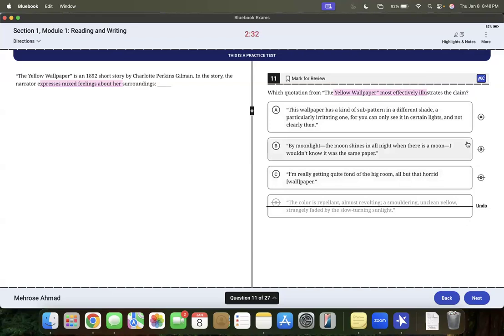B, by moonlight, the moon shines in all night when there is a moon. I wouldn't know it was the same paper. This doesn't really talk about feelings at all. A, wallpaper has a kind of sub-pattern, particularly irritating. Again, not mixed feelings. C is the best answer.